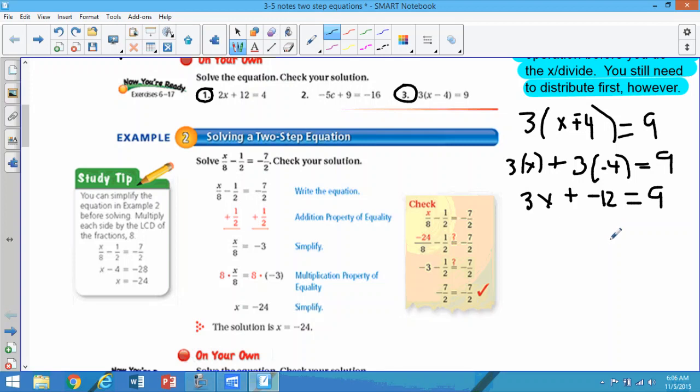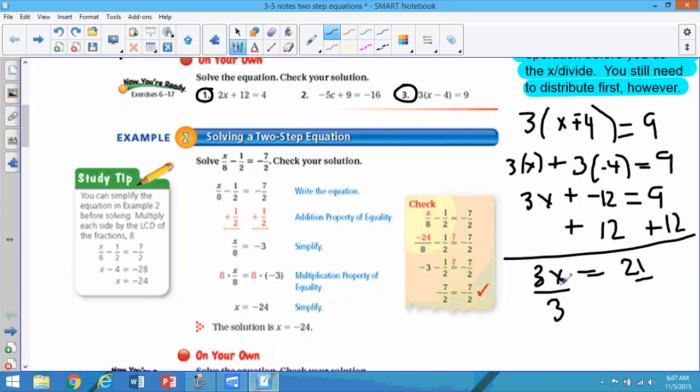So then you again have to get rid of the addition step, or undo the addition step. This is adding a negative 12. So you can subtract a negative 12, or it's easier to just add the opposite of 12, which is 12. Then you create those 0 pairs that we do in tiles. You're left then with 3x equals, and then 9 plus 12 is 21. Okay? Now you have to do your division step to undo your multiplication. So 3x divided by 3 will give me x, and 21 divided by 3 will give me 7.